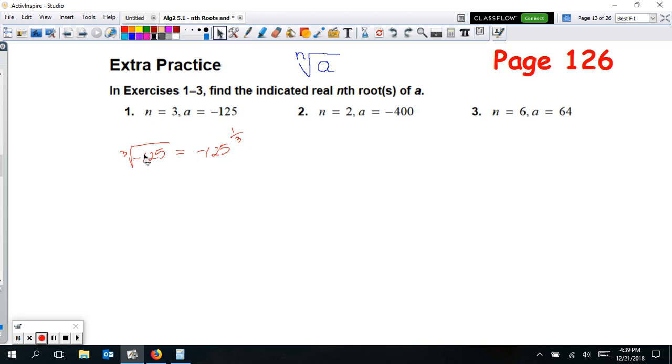But anyway, let's get to the cube root of 125. We know that is 5, so it's just going to be negative 5. It's just a negative of that. The cube root of 125 is 5. The cube root of negative 125 is negative 5.